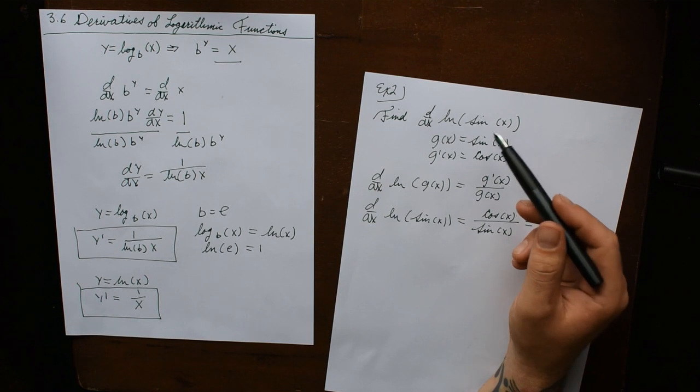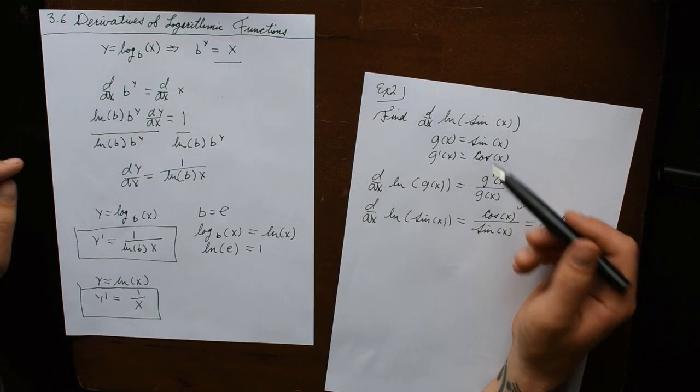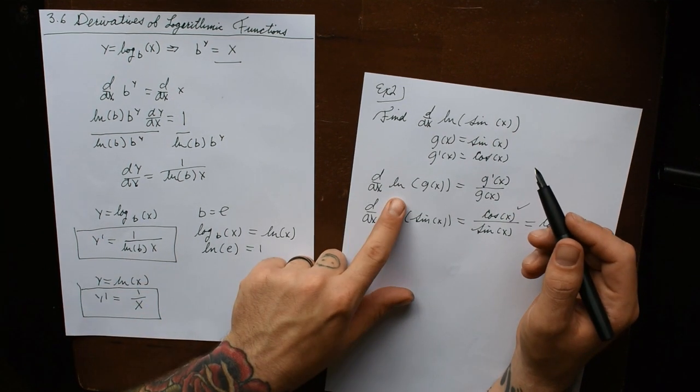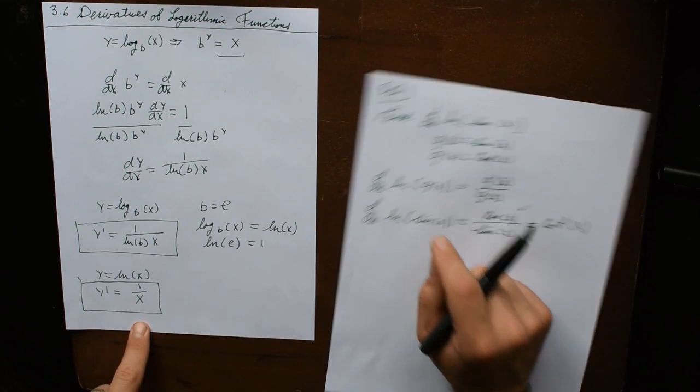So, like I said, this is just what we're doing here. This derivative of the natural log of g of x is just a special case of the chain rule.